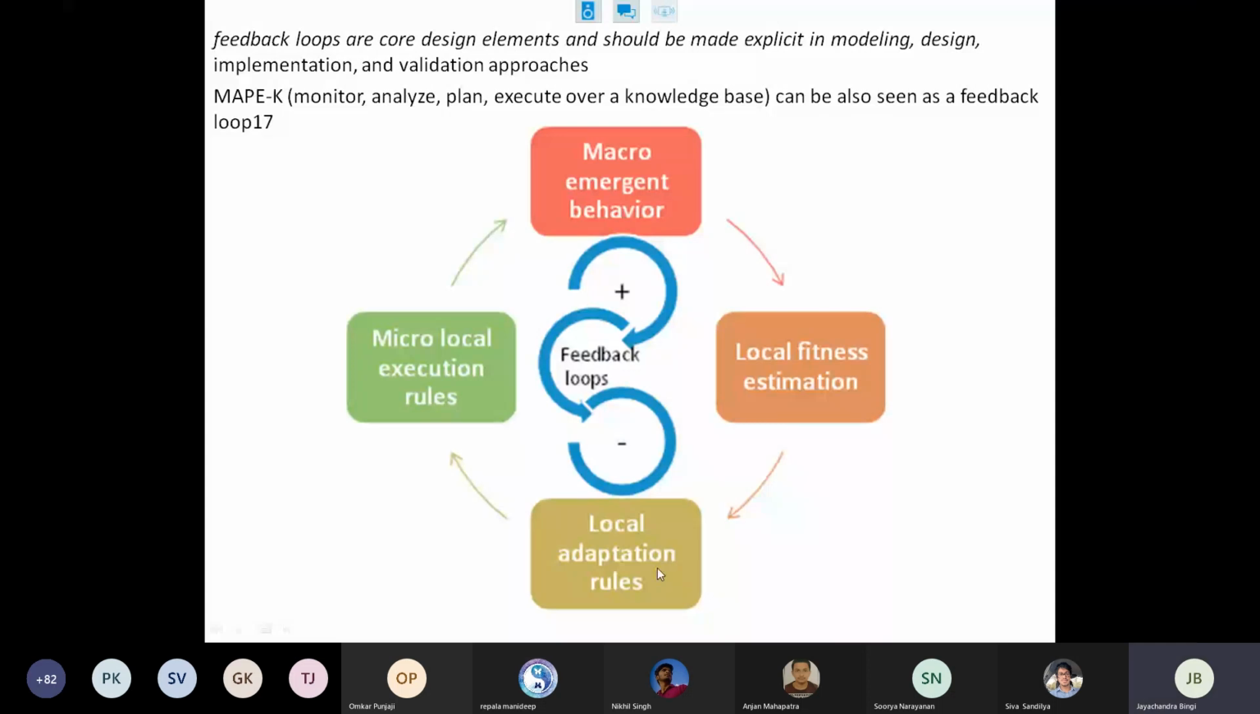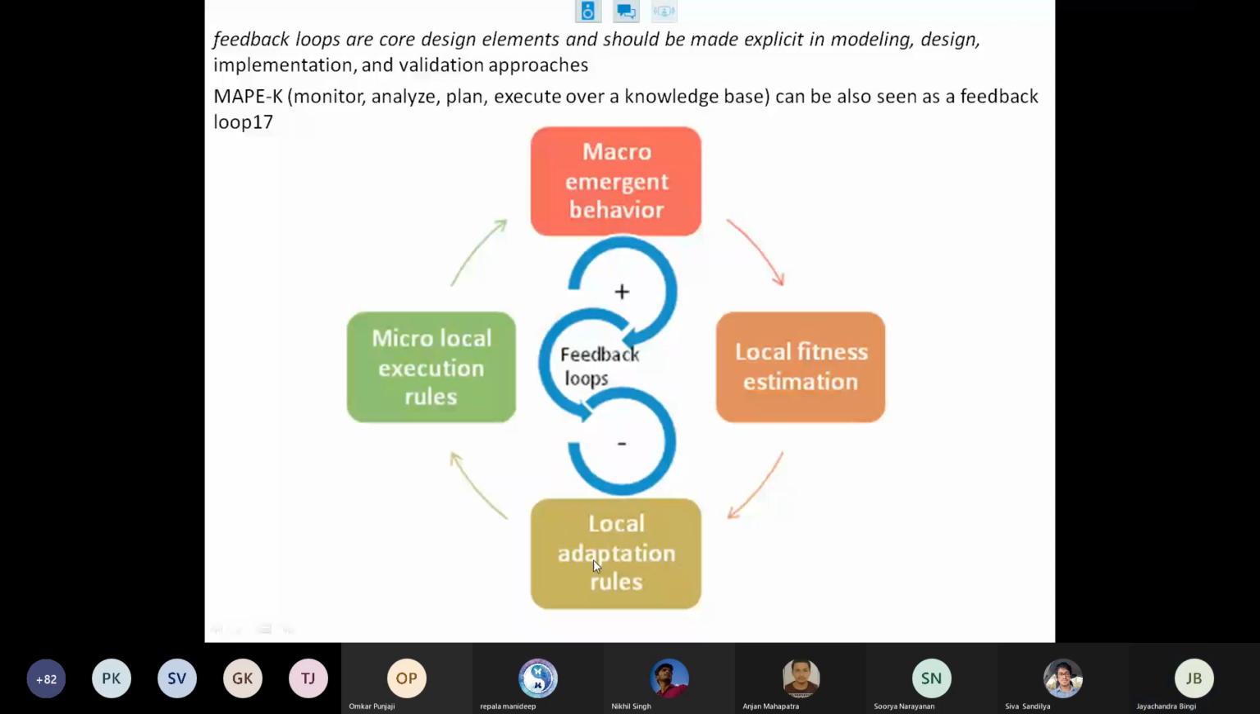Based on those variations, you observe the micro emergent behavior. Fine. Now see, this depends on this. Now, these local adaptation rules again depend on micro local execution rules. Okay, micro local execution rules.